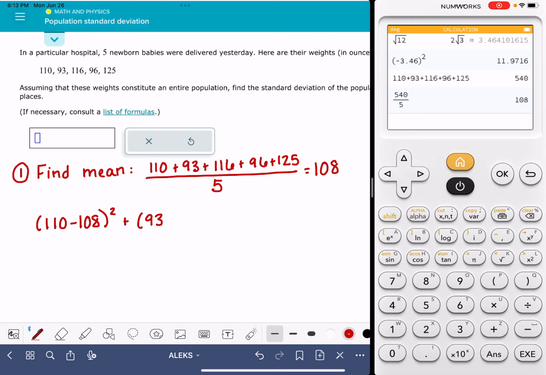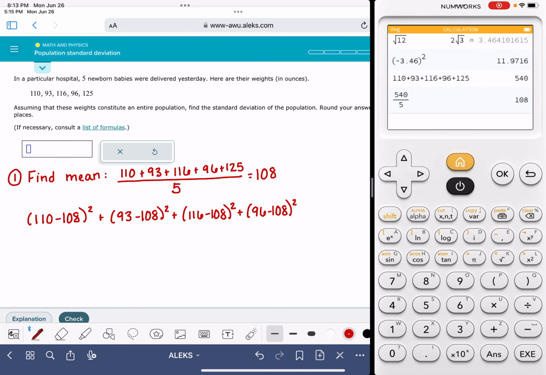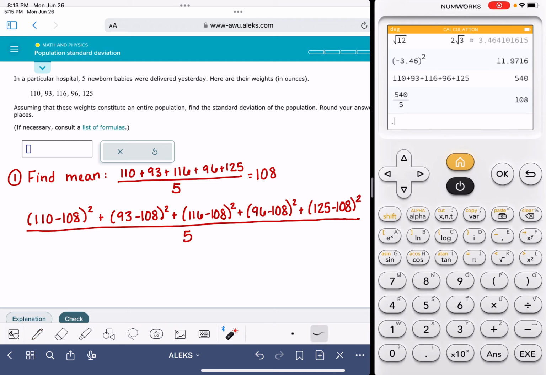So my next number in my data set is 93. I'm going to subtract the mean, which is 108, and I'll square that. The next number in my data set is 116. I'm going to subtract the mean and then square it. My fourth number is 96. Subtract from 96 the mean and square that. And then my last number in my data set is 125. We subtract our mean and we square it. This also gets divided by the number of data points, which is 5.